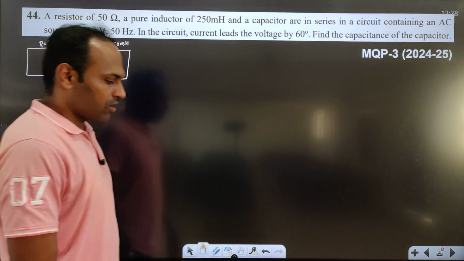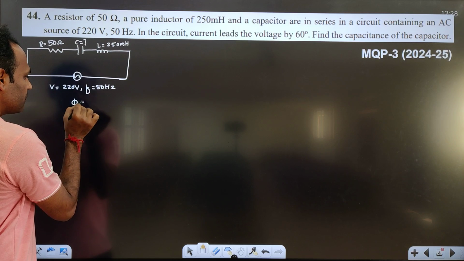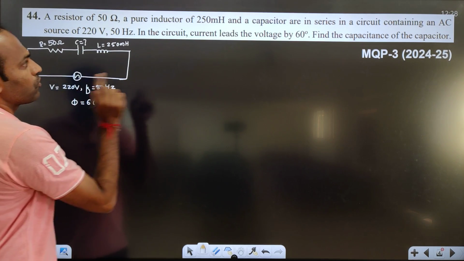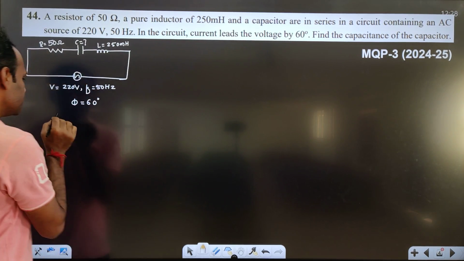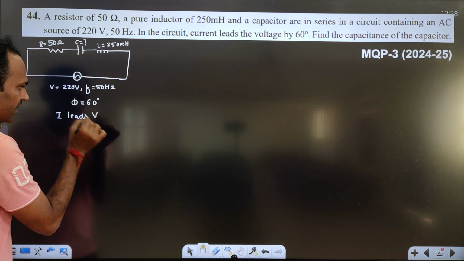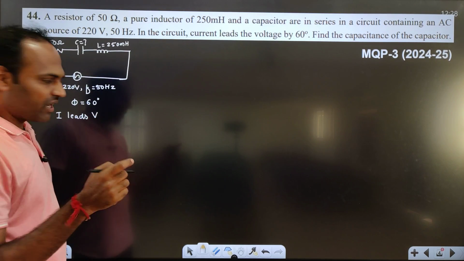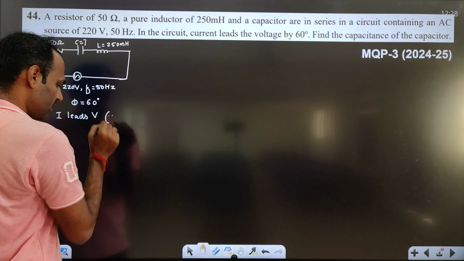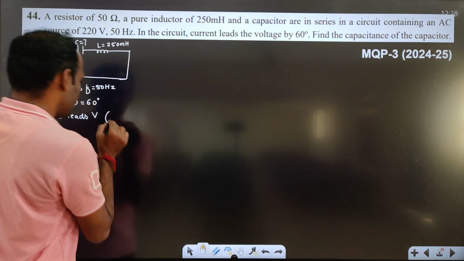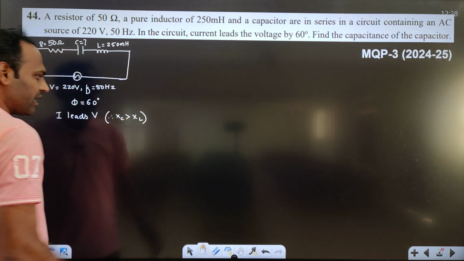We have to find out the capacitance. What phase difference is given to us? Phase difference is 60 degree and they have told that current leads voltage. Current leads voltage means we should know it is a capacitor dominant circuit. Therefore here XC will be greater than XL.